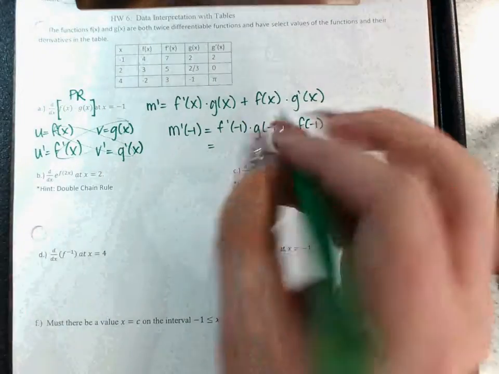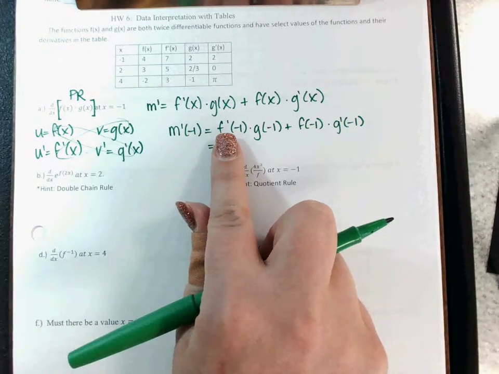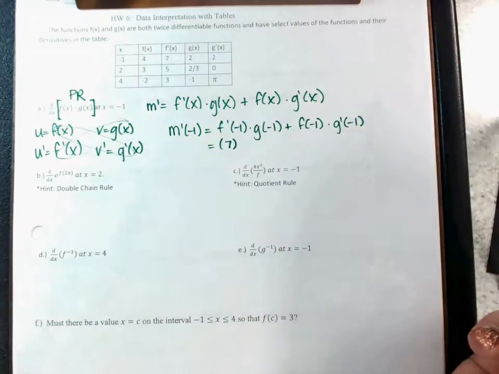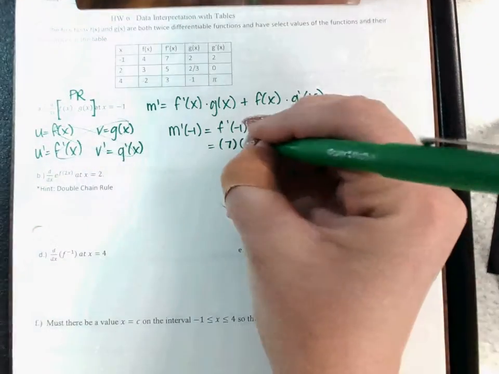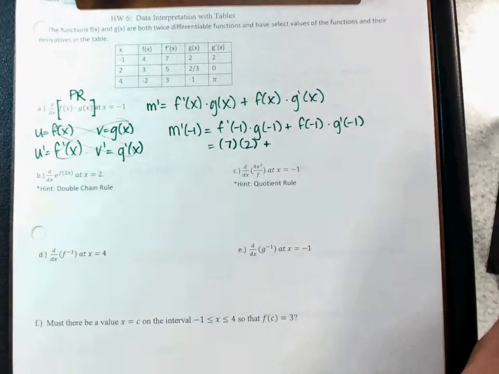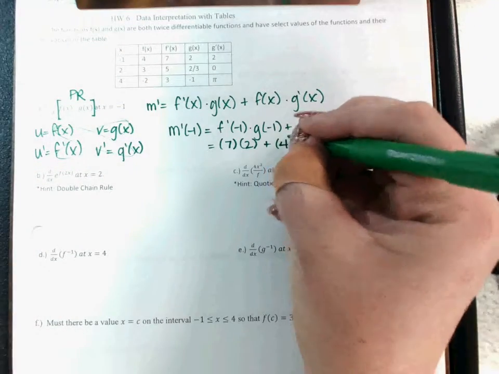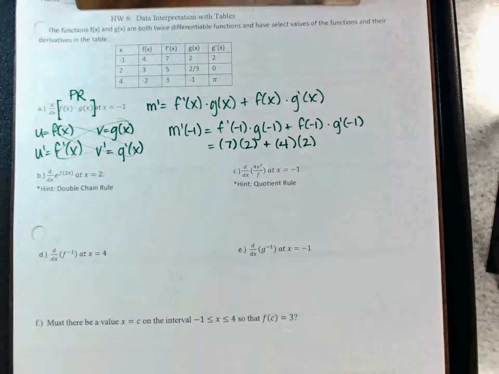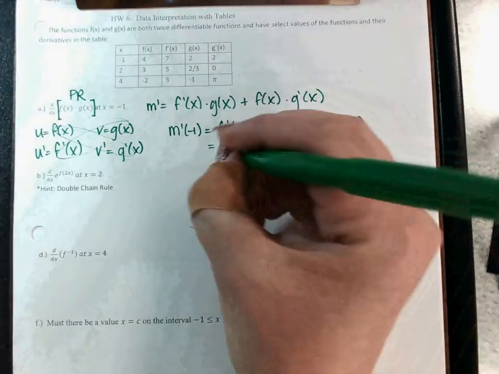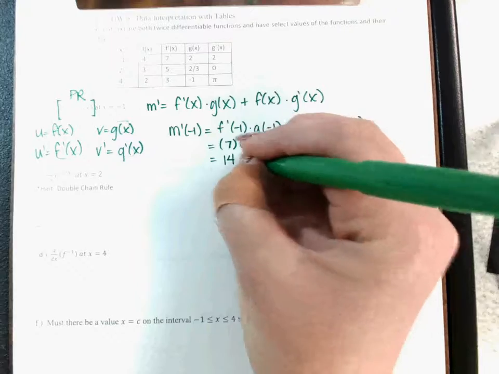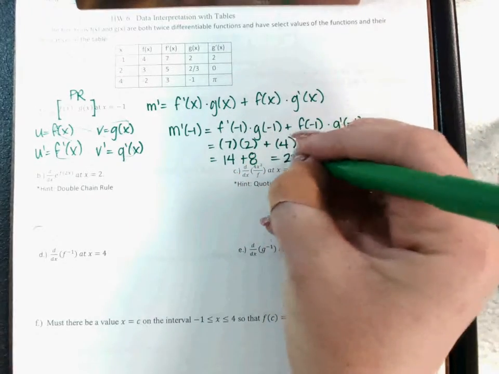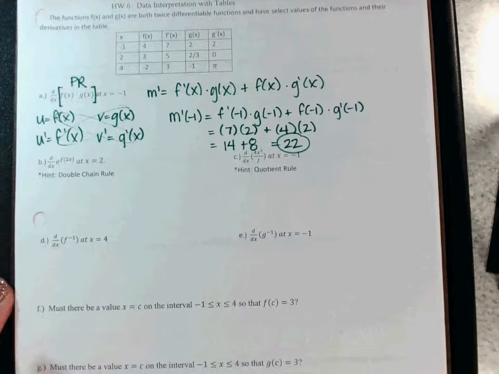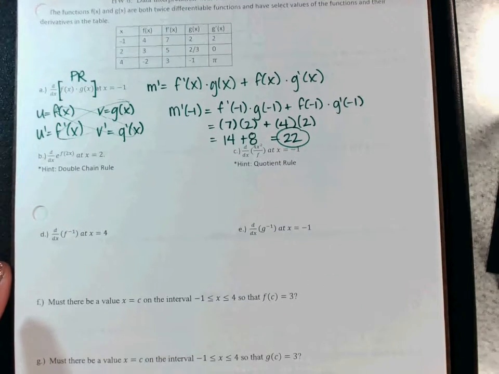Oh, I'm sorry, I said it wrong. F prime at -1. 7. What is g of -1? 2 plus, what is f of -1? 4. And what is g prime of -1? 2. So that's 14 plus 8, which is 22. Good?